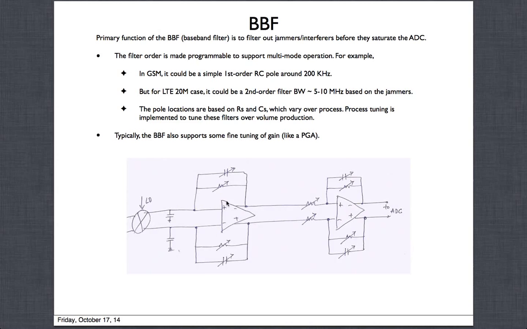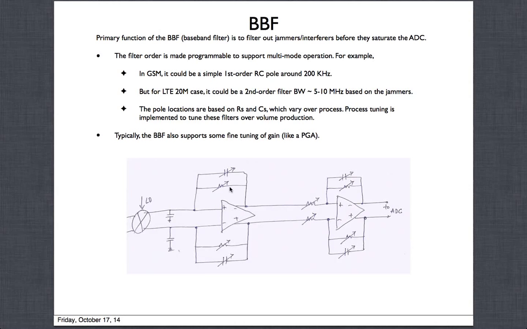The first stage is typically an op-amp RC filter, which is highly programmable. It has to provide different bandwidths. For example, in GSM, it could be a simple RC pole around 200 kilohertz. But when you go to LTE cases, let's say LTE 20 megahertz is the biggest mode there, this could become a second order filter. We might need both the stages, and the first stage might need a pole of around 5 to 10 megahertz based on where the jammers are. So imagine programming this RC product from as low as 200 kilohertz all the way to somewhere around 5 to 10 megahertz. That's a lot of programmability.